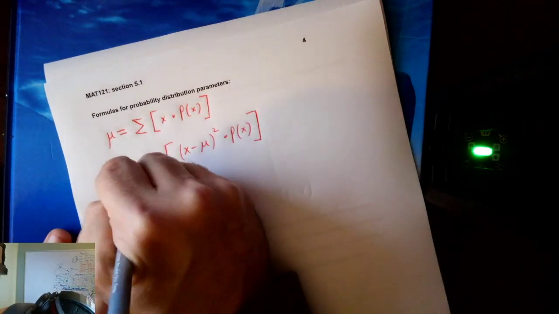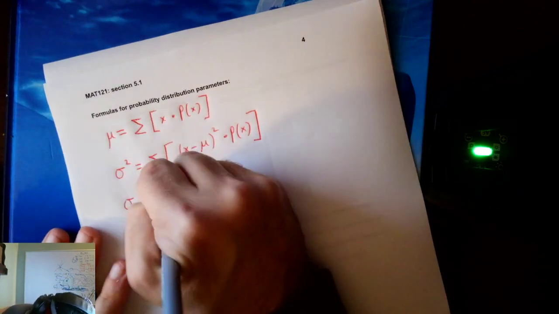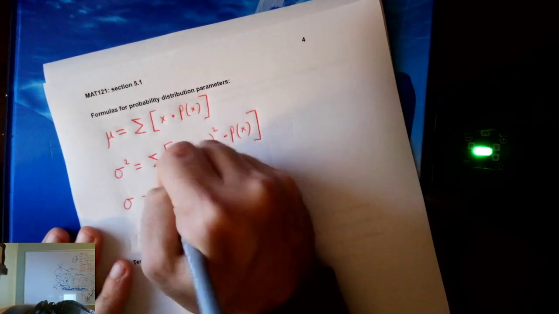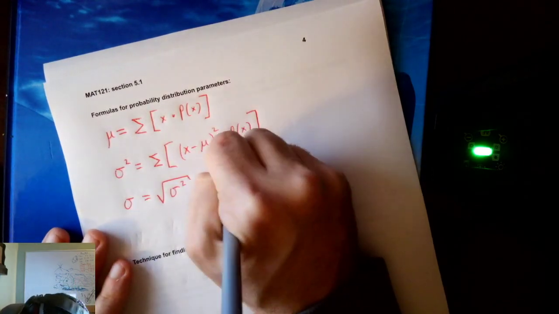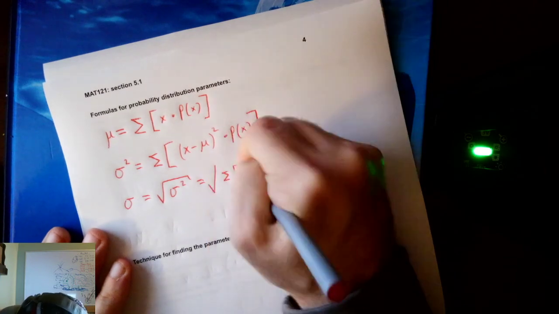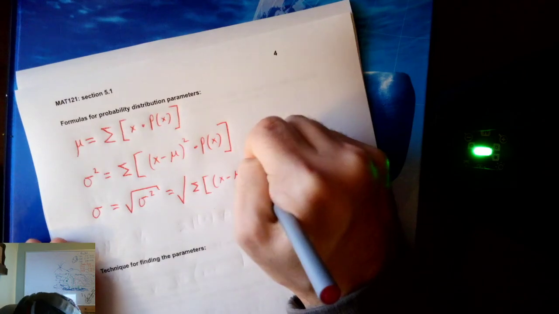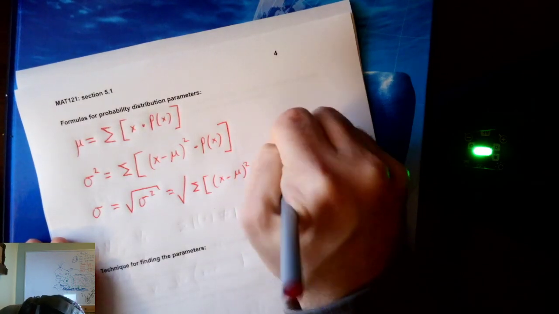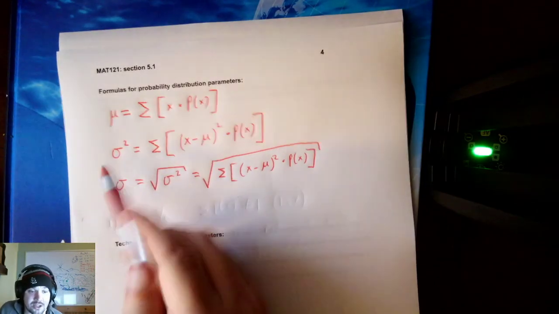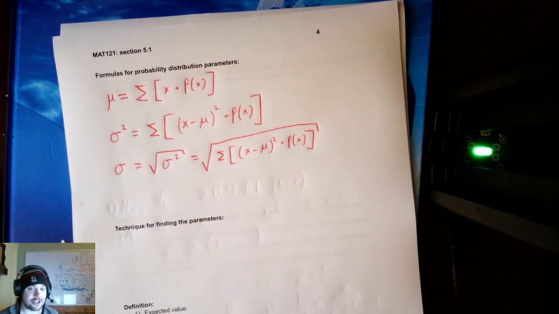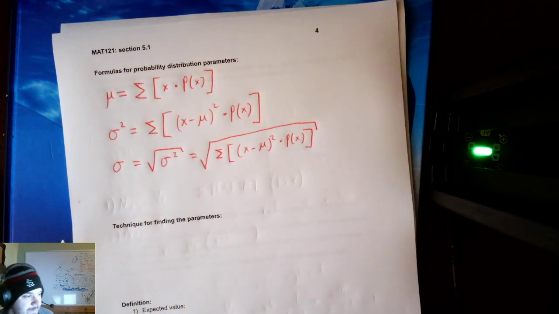And then the standard deviation, well, that's equal to the square root of whatever your variance is, which is equal to the square root of the big formula we used for the variance. However, for these problems, we will calculate the variance first and then use that to find the standard deviation. We'll use this first formula that you can take the square root to get the answer.